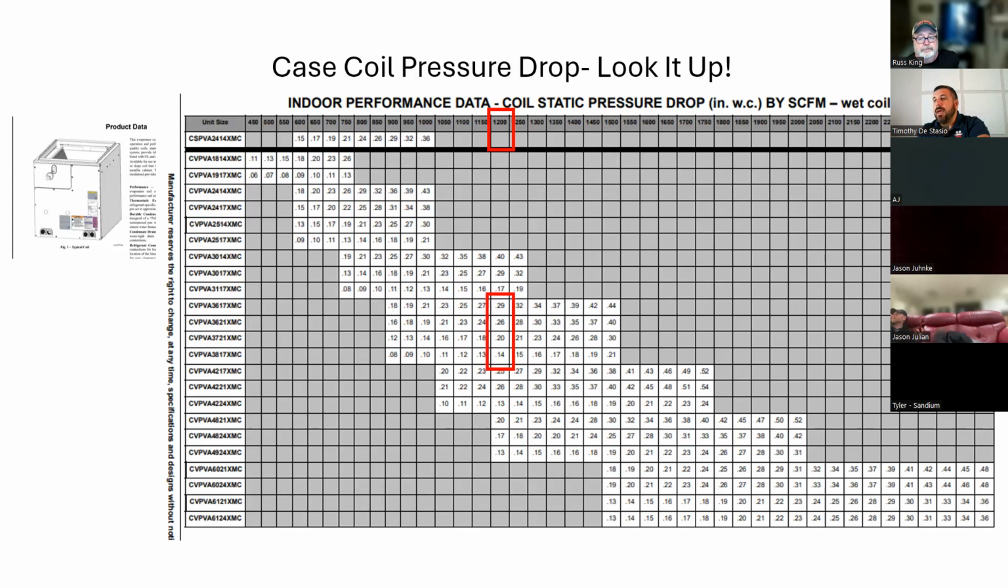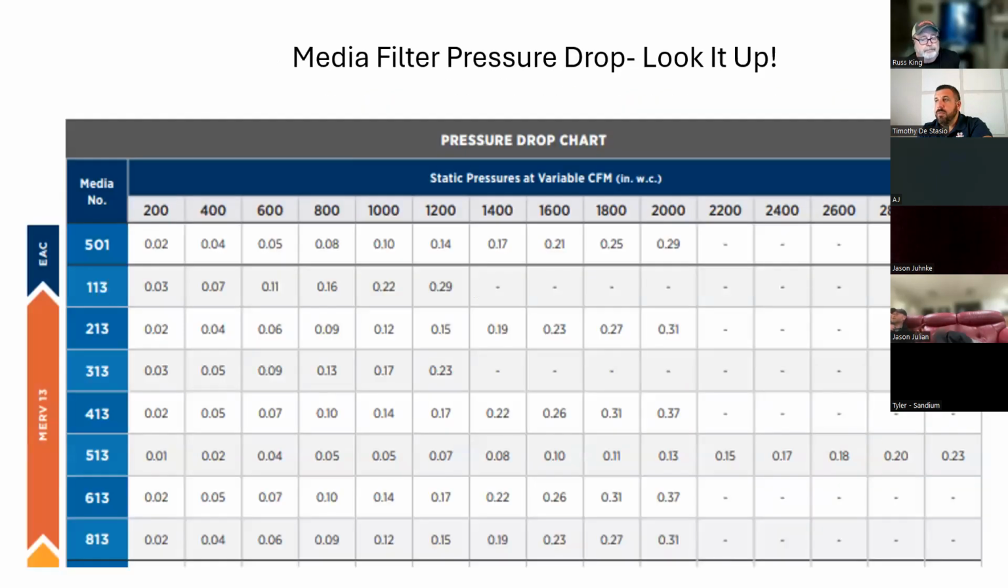So a lot of times I end up choosing coils that have a very low pressure drop as long as they physically fit in the space that I'm installing them in. Same thing with media filter. I'm big on MERV 13 media filters, but you got to look up the pressure drop. So let's say we're going to put a media filter on that same unit, and our cabinet size is 16 by 20. And so maybe we choose a 16 by 20 media filter that fits that cabinet. But look at what the pressure drop is. Again, it's almost 0.3. There's no way that's going to work.